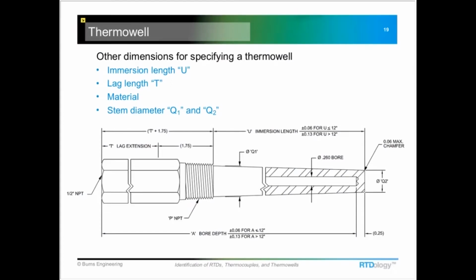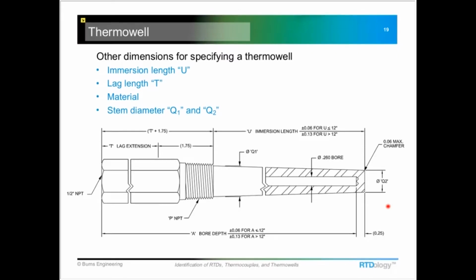Right. Some of the other dimensions that you'll see, if you need to specify a replacement Thermowell, some of the ones that you need to look at are the immersion length, and that's this U dimension. So that's just the distance from the end of the threads here down to the tip of the well. And then again, the bore depth, these diameters, like this shows a tapered stem Thermowell, so there's going to be two diameters, one kind of the major and one at the very tip section.